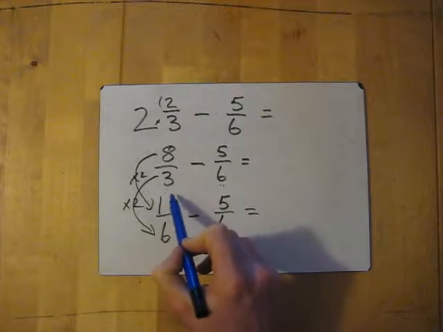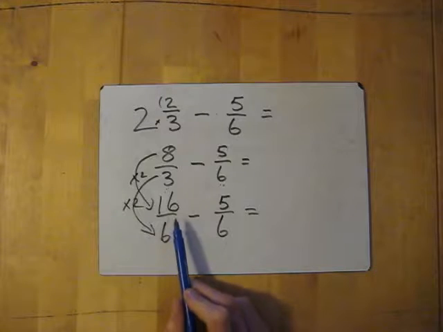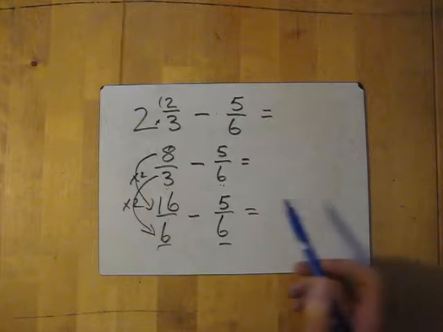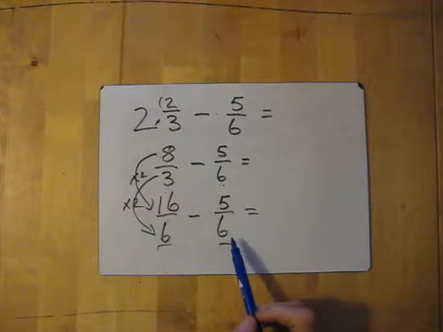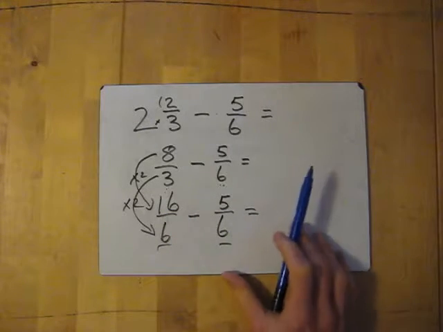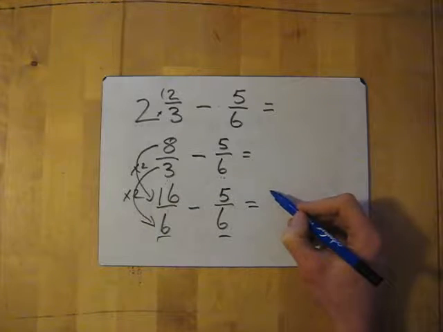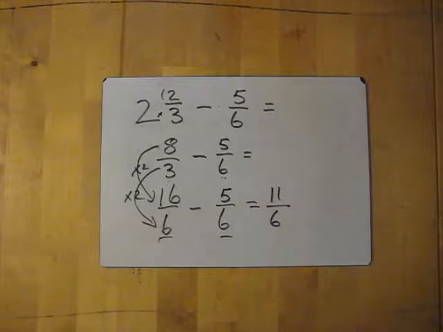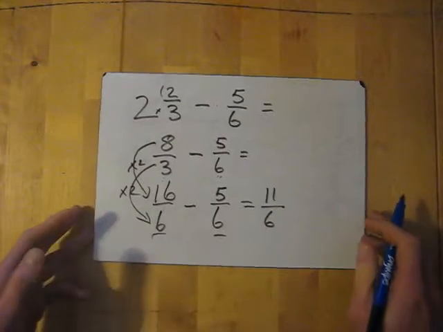So that becomes 16. Now we have the same denominator, and that's a subtract. So it's very simple. Subtract top numbers, keeping the bottom numbers the same. So 16, take away 5, gives me 11. And then keep the bottom number the same, which is 6. So the answer is 11 over 6.